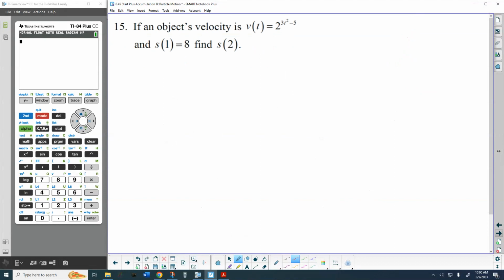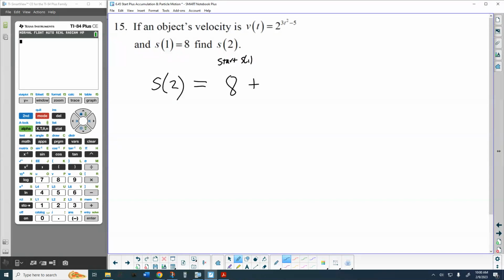Let's try the next one. If an object's velocity is given by v of t equals 2 to the power of 3t squared minus 5. We're going to have to use a calculator for this. Were you panicking when you looked at what we need to integrate? We're definitely going to use a calculator for this. So s of 2 is what we want to calculate. So s of 1 is our start value, 8, plus our accumulation.